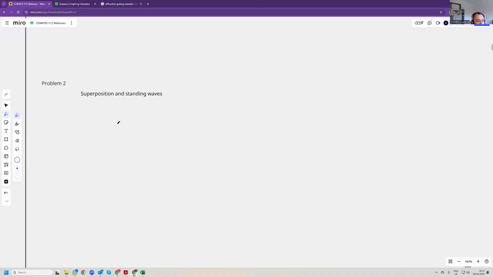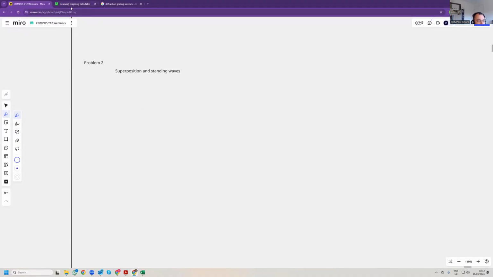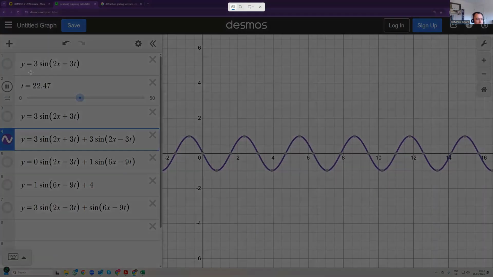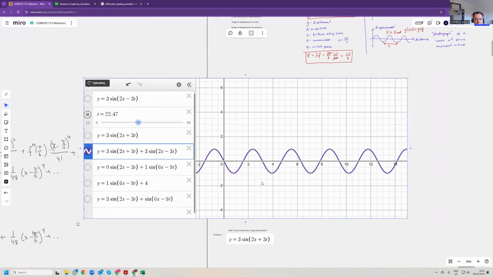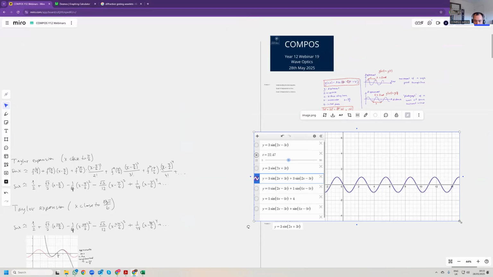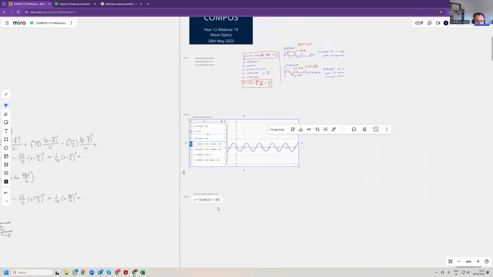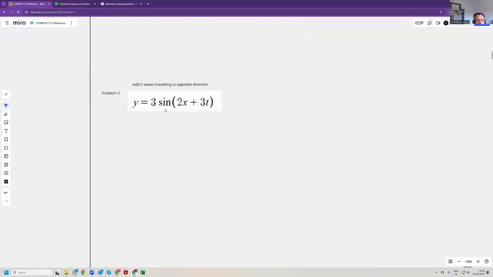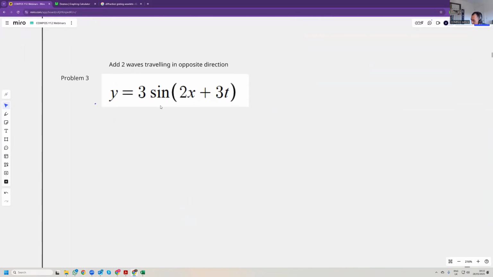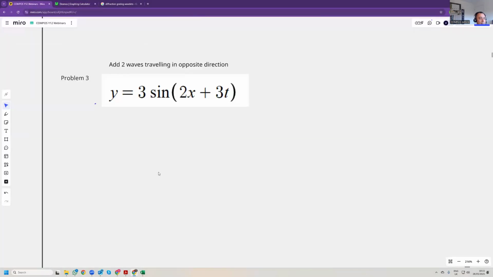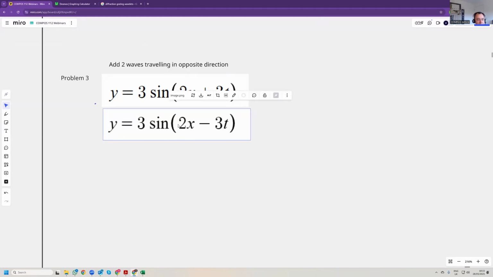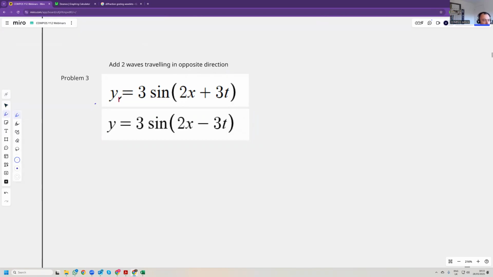Okay. So what I'm going to do, superposition standing waves. Let's show this mathematically. So you've got two waves traveling in opposite direction. So we're going to have y equals 3 sine 2x plus 3t and y equals 3 sine 2x minus 3t. And let's add them. Let's call this y1 and y2.